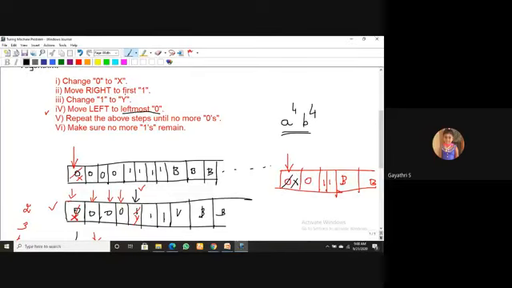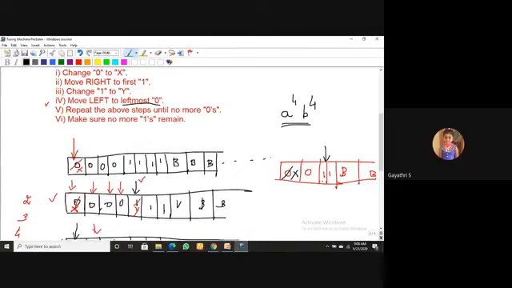Move right to first one. So in the next step, the tape movement will come here. Move right. I'm reading the content. Is it 1? No, this is 0. So again I move right. Then again I read the symbol, whether it is 1. Yes, this is the 1. So this is the first one.